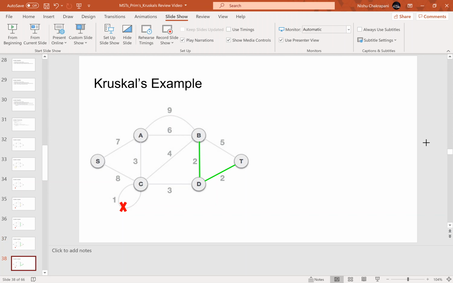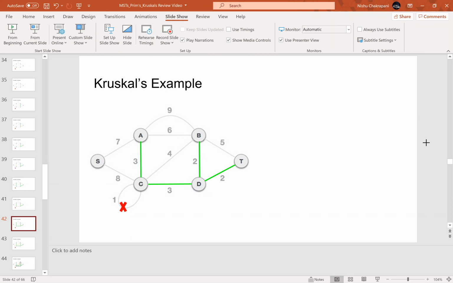The next cheapest edge to look at is A to C. A and C are in their complete own sets, so we can merge that no problem. And then we look at this edge also of weight 3 between C and D. Now at this point, A and C are in their own set, and B, D, and T are in their own set. But there's no overlap between those two sets. So we can actually merge this without creating a cycle.